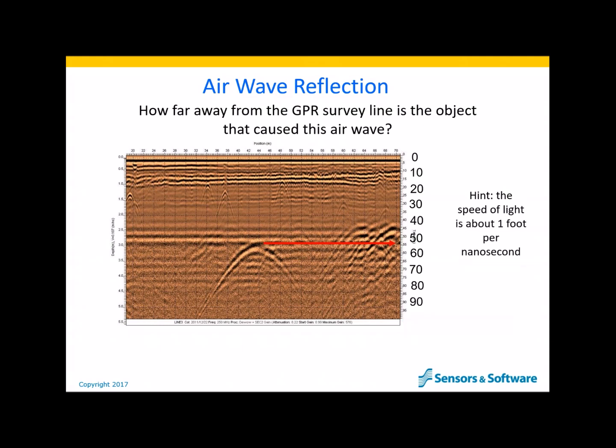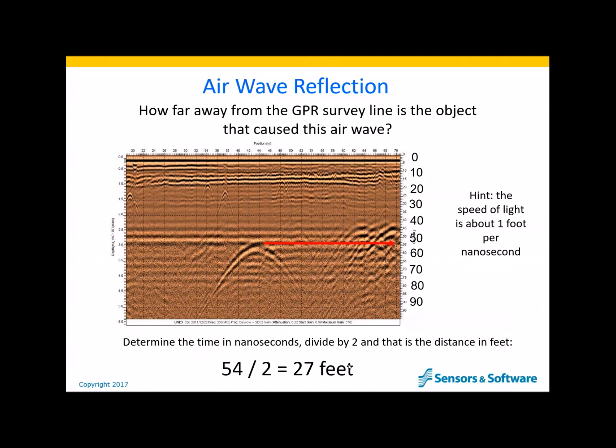You got the answer? Let me help. The top of the hyperbola occurs at about, let's call it 54 nanoseconds. So how far away is the object? Some will say 54 feet, but those that do are forgetting that the time scale is a two-way travel time. It is the time required for the GPR energy to travel from the transmitter to the object and reflect back to the receiver. So, to get the right answer, we have to divide the answer by 2. If we do that, 54 divided by 2, 27 feet.